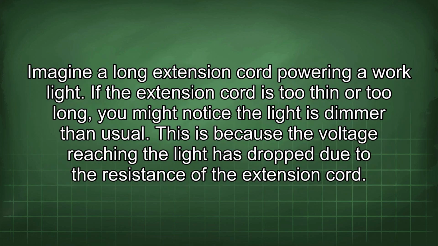To better understand voltage drop, let's consider a few examples. Imagine a long extension cord powering a work light. If the extension cord is too thin or too long, you might notice the light is dimmer than usual. This is because the voltage reaching the light has dropped due to the resistance of the extension cord.